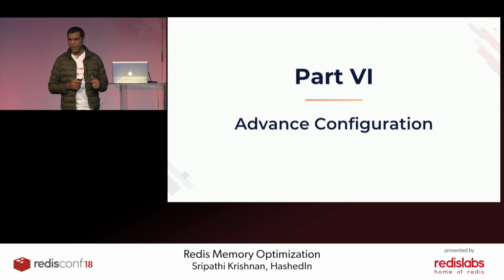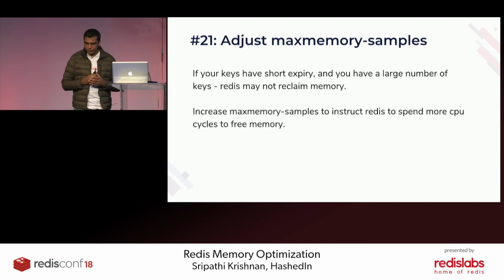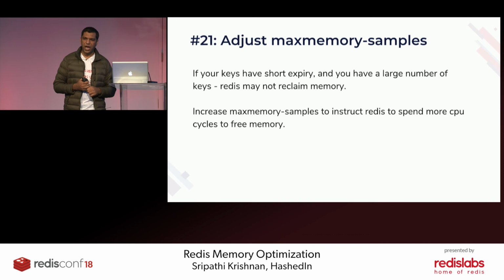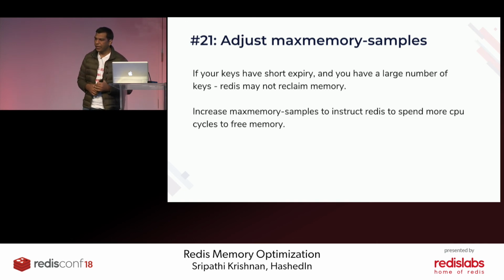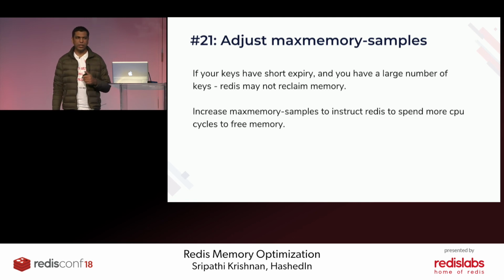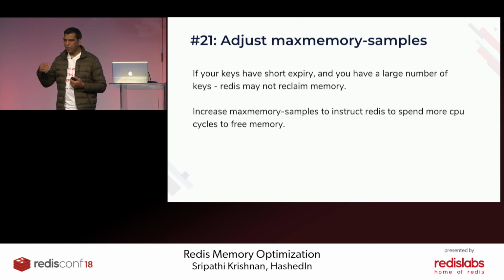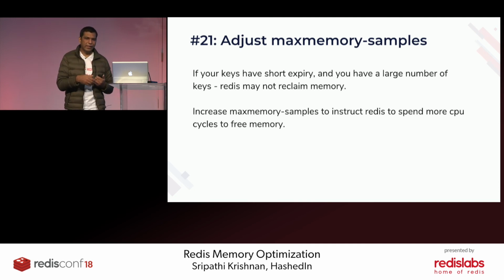These are some of the more advanced configurations. So max memory samples, right? Now Redis expiry, right? If you've used expiry, you may have realized that Redis does not expire keys immediately the moment they expire. It's not flushing it from the memory, right? It is still in memory. So if you have lots of keys with very short expiry timestamps, a thing that you can do is increase this max memory samples. This is a setting in redis.conf. I think the default value is 5. If you increase that value, Redis will spend some more CPU cycles to actively delete keys from memory.